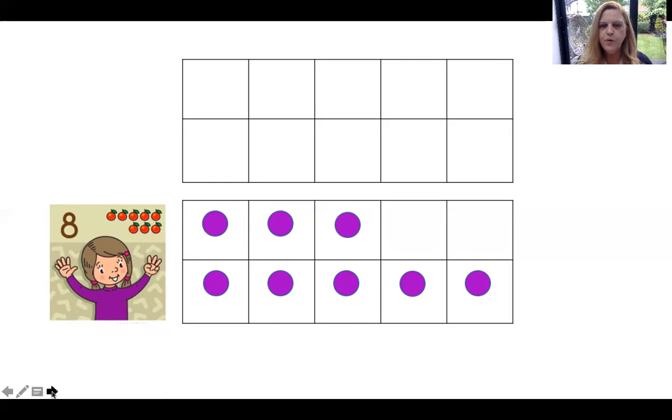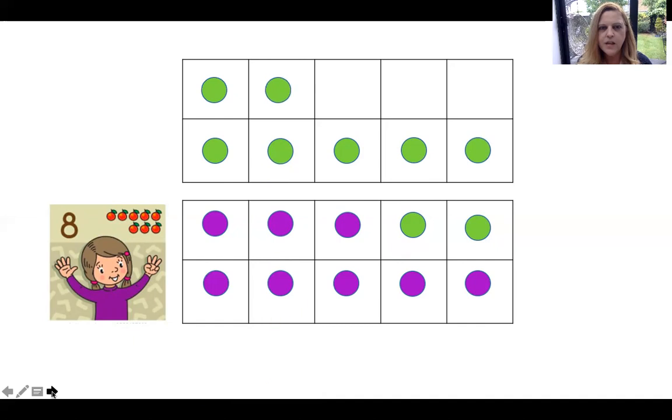Let's fill up a few more spaces and see. Oh, the green dots appeared. That's on number 9, 10, 11, 12, 13, 14, 15, 16, 17, 18, 19, 20. So we've now filled up both 10 frames.